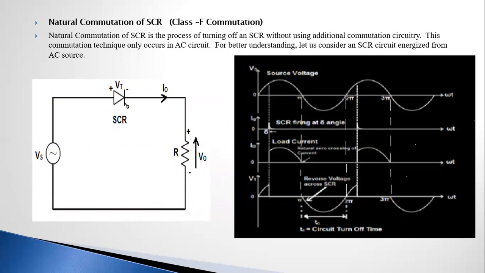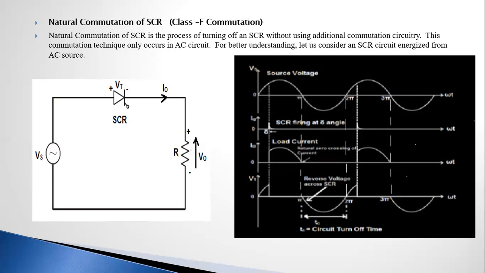Natural commutation of SCR is a process of turning off the SCR without using additional commutation circuitry. This commutation technique only occurs in AC circuits. For better understanding, let us consider an SCR circuit diagram energized from an AC source. For this commutation process, we do not require any additional circuitry or arrangement. Therefore, as the name suggests, it happens naturally, automatically, and only in AC circuits.